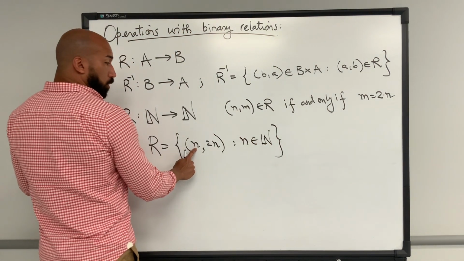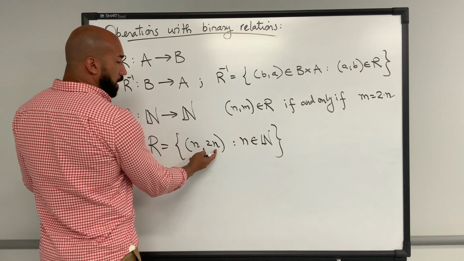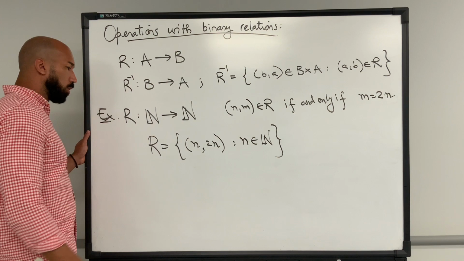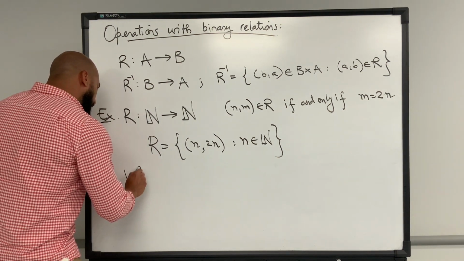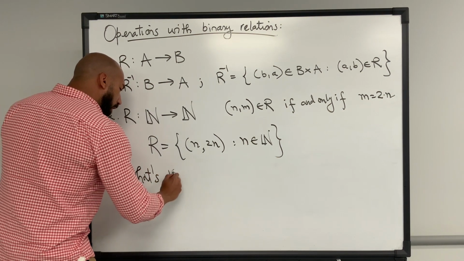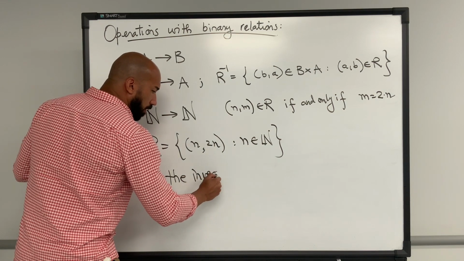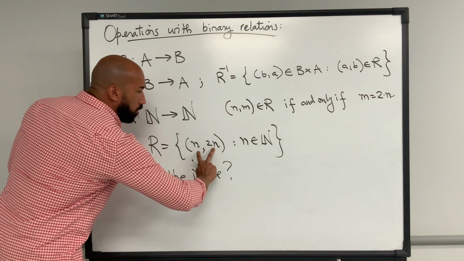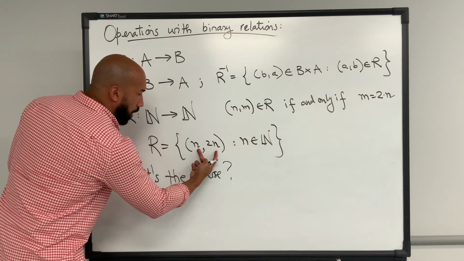So what is going to be? This means that the first component is any natural number, but the corresponding second component is going to be even. It's going to be twice the first component. So what is going to be the inverse in this case? Well, basically what we need to do is to switch the pairs.